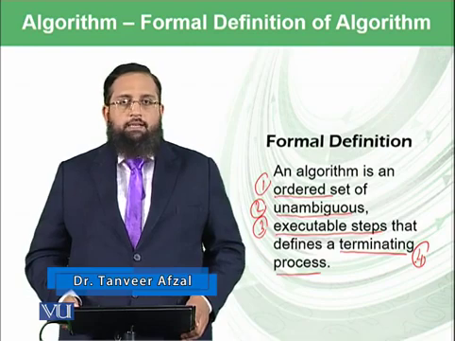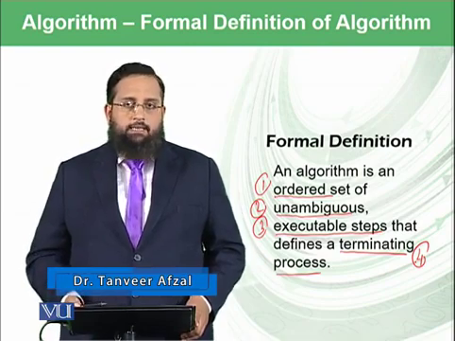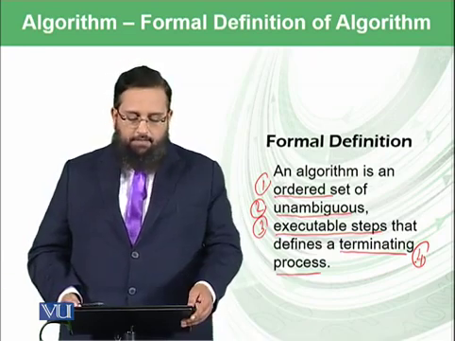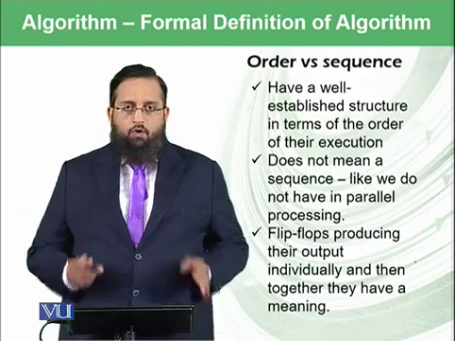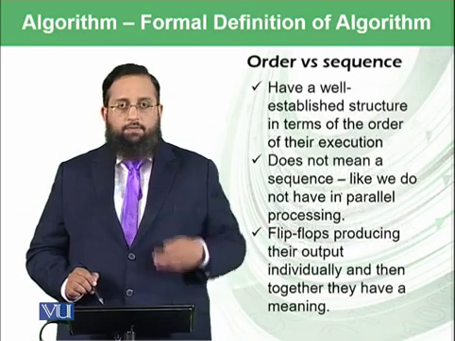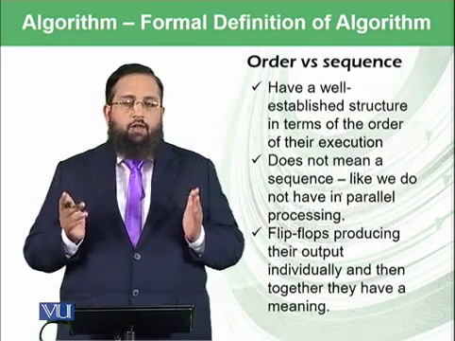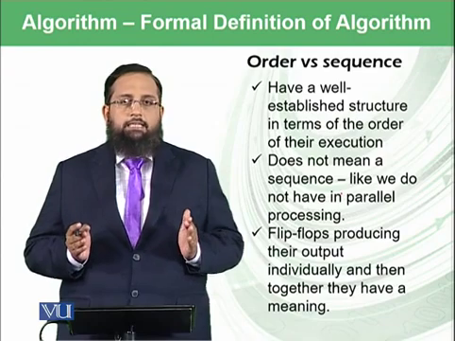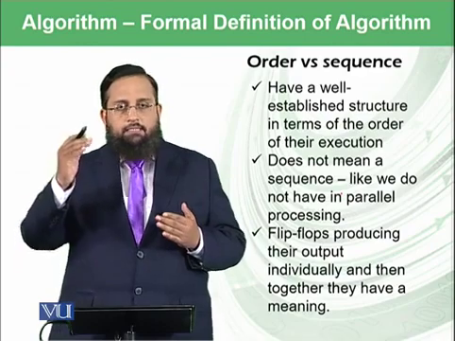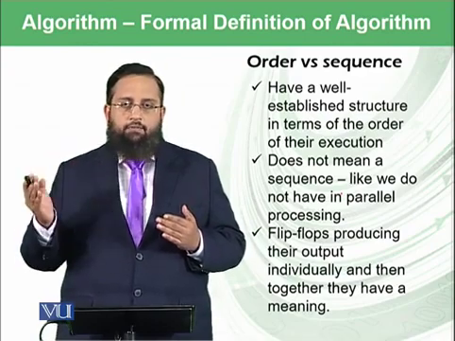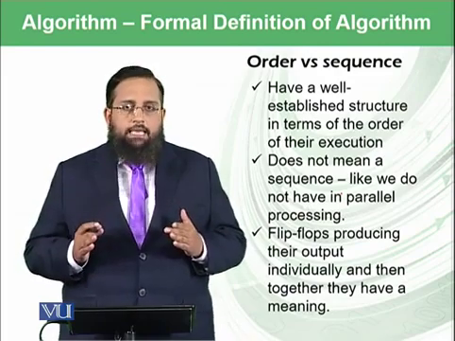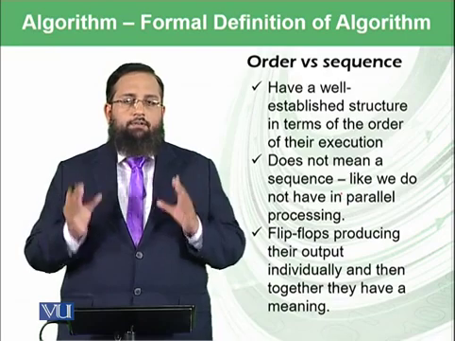So now we will discuss each of these four properties of an algorithm, and how these properties or characteristics hold. First of all is the ordered set of steps. We should understand that there is a difference between order and sequence. Sequence means that these are the instructions, so the first will be executed first, and then second and third and fourth and so on. But in an algorithm, we need a structured, ordered representation.